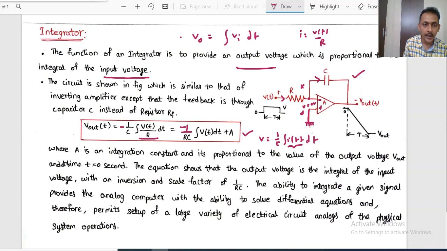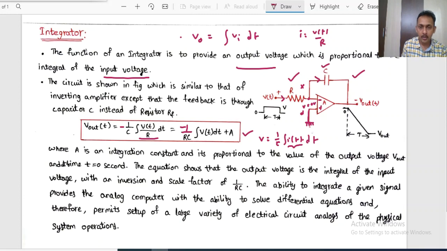So the output is proportional to the integral of the input. This is how an integrator works. And the value of the output will depend upon the values of R and C. The values of R and C will govern the value of the output.